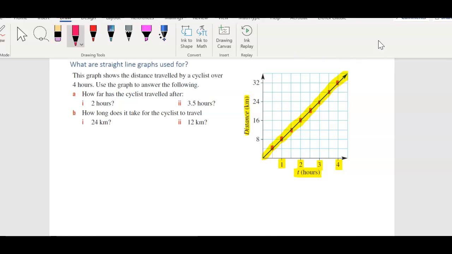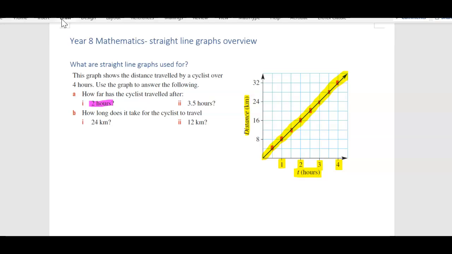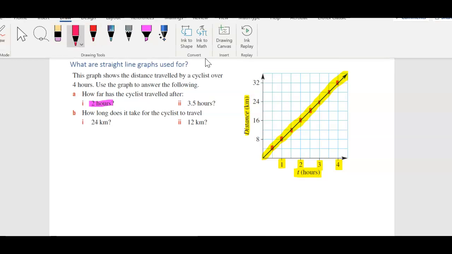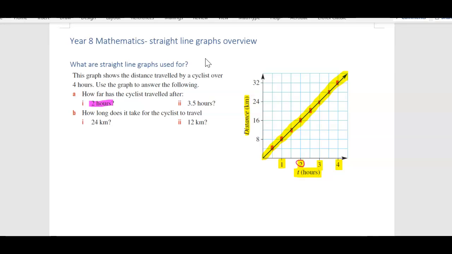All right, so for our first question, how far has the cyclist traveled after 2 hours? On our graph, what we need to do is find the 2, which is here, and then we go up until we hit the graph, and then we go across until we hit the y-axis. So for question A, part 1, our answer is 16 kilometers.